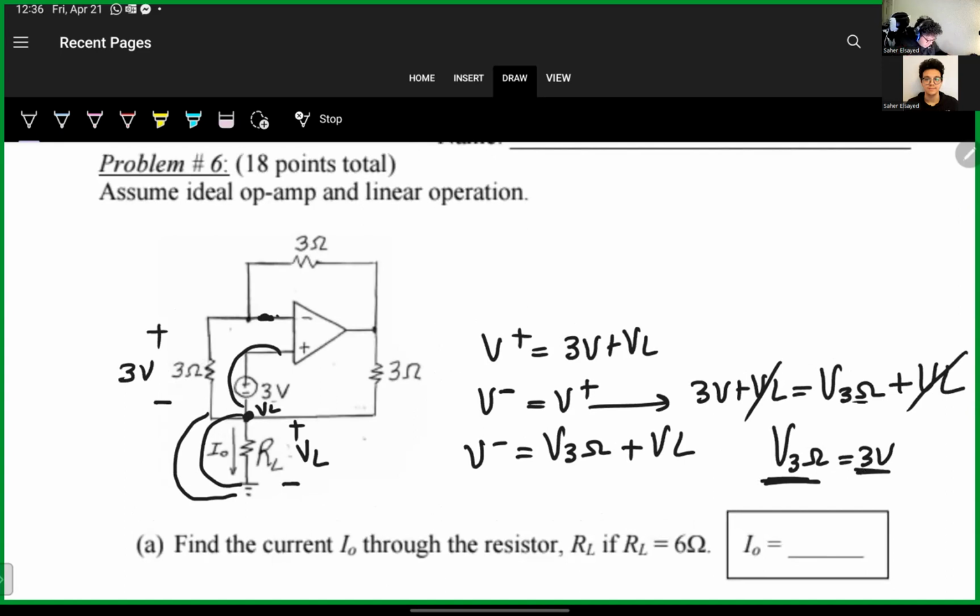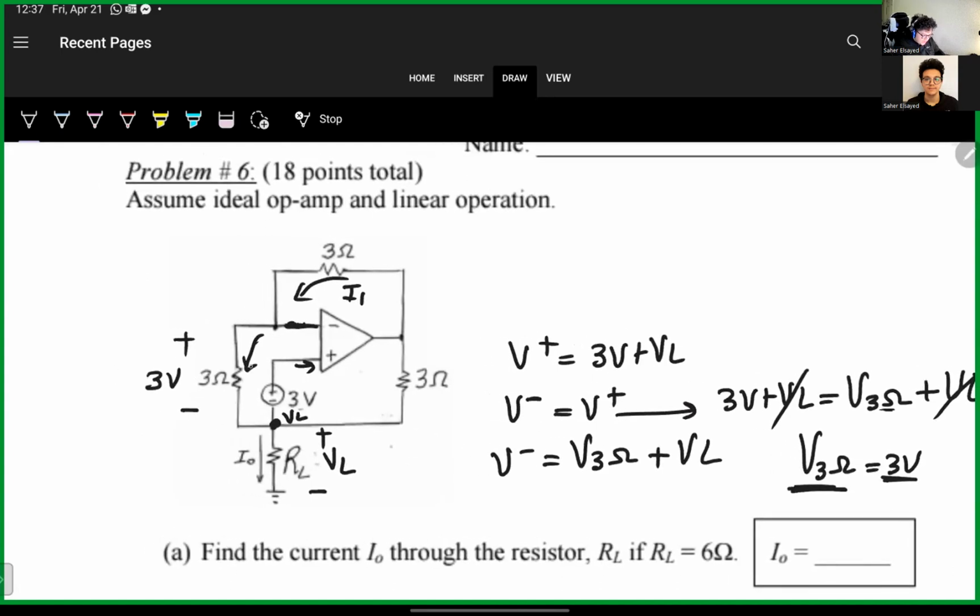Okay? So let's put our currents now. Let's say we have a current here. We know there is no current here. So this is the same current going here, right? Let's call it I1. It's the same current going here. We know there is no current here. So this current has to go through here. Okay, so what is this current going to be?